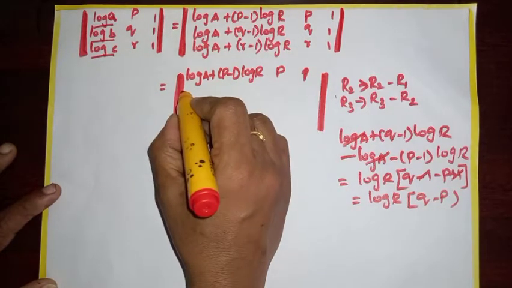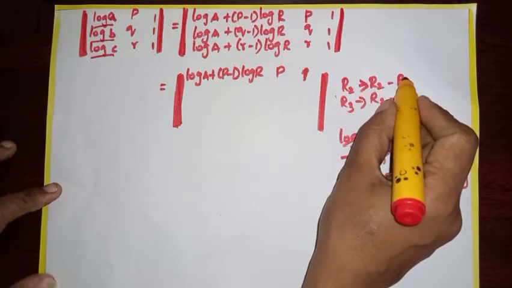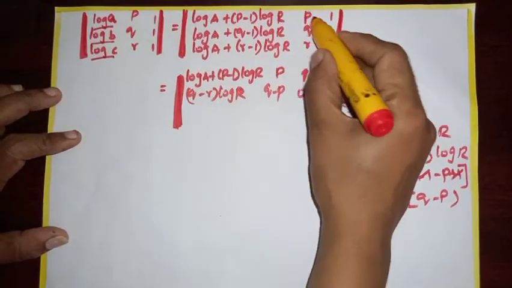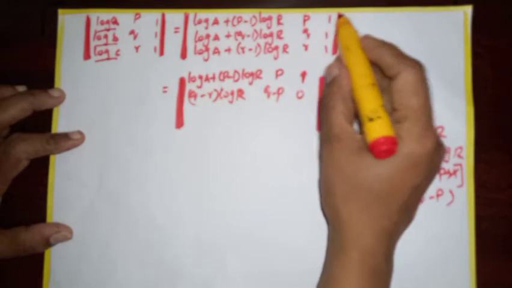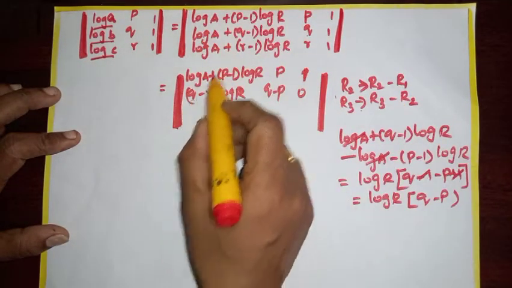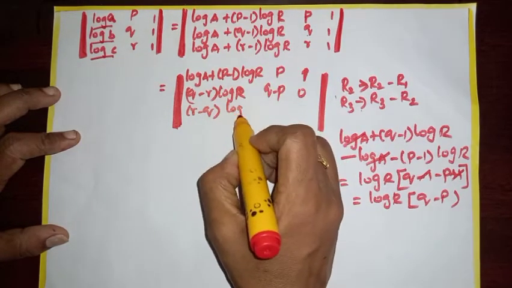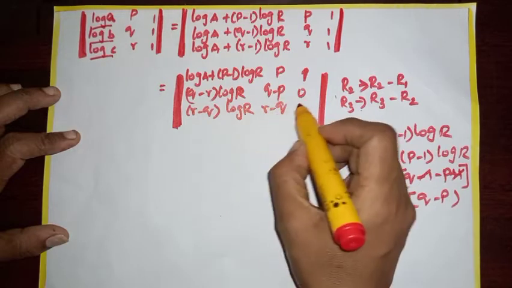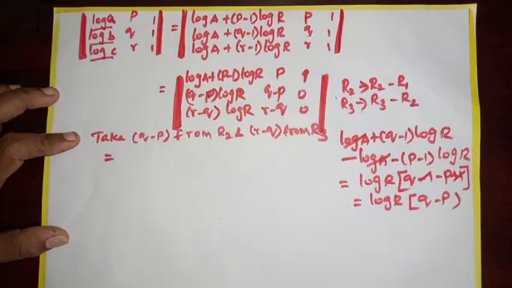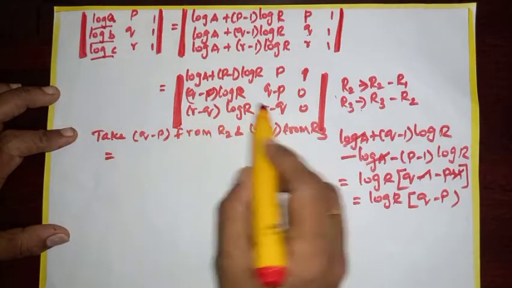Okay. So log R3 minus R2, log R2 is R2 minus R1. Q minus P log R, 1 minus 1 is 0. Next R3. R3 is R3 minus R2. Then we have R minus Q log R. R minus Q, 1 minus 1 is 0. Now take Q minus P from R2, R minus Q from R3.